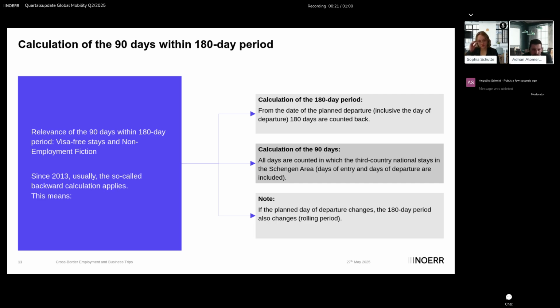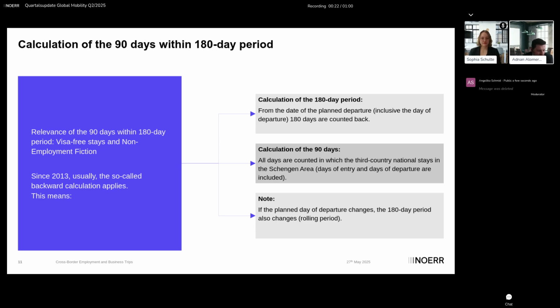So after we get the 180-day period, we go to the 90 days. For the 90 days, we count every single day, even the day of entry and the day of departure, even if an individual is coming to Germany at 11:30 p.m. So he is just for half an hour in Germany this day, but this day counts as a whole day. That's very important. So we count every day he is in Germany or the Schengen area.